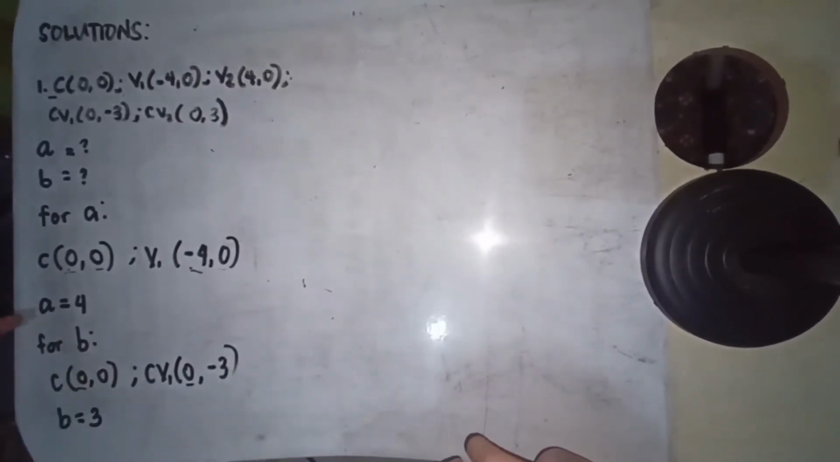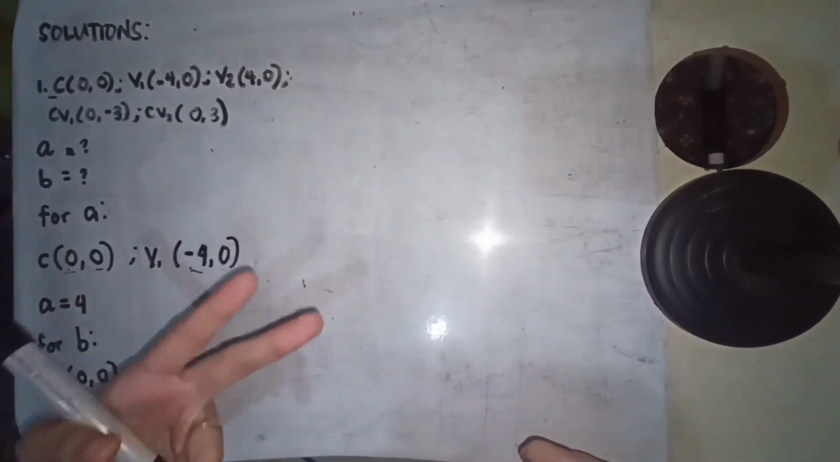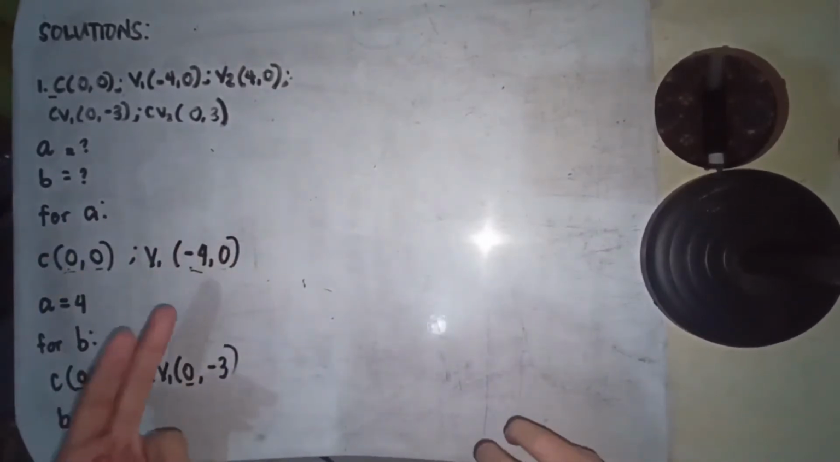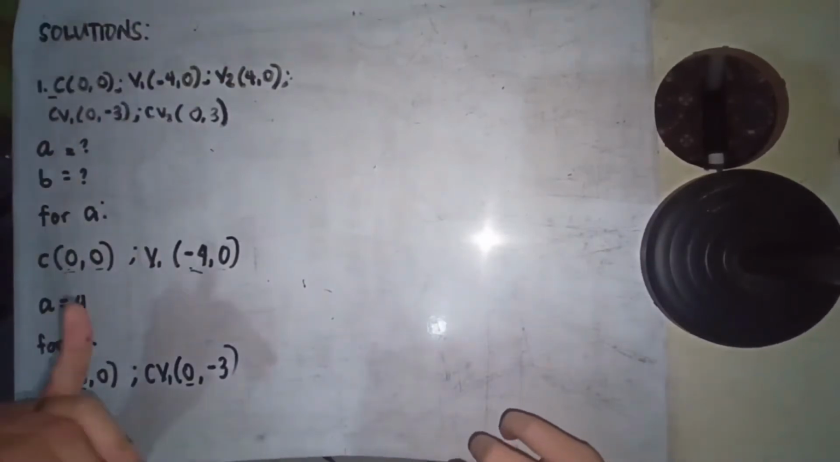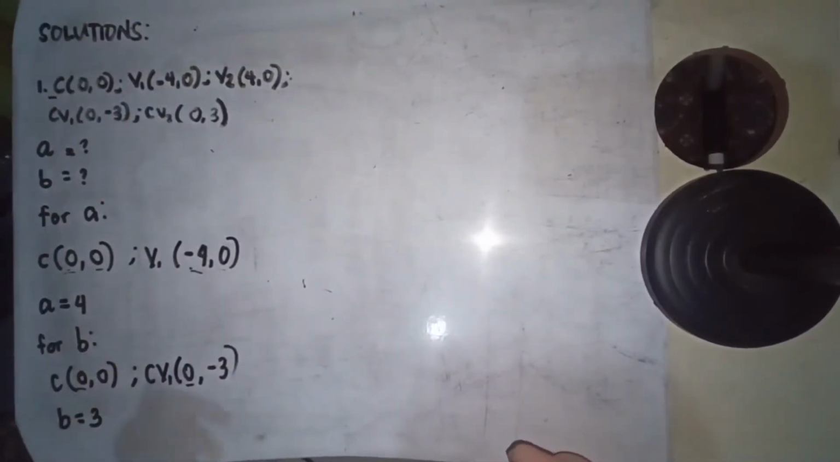Now we have distance A, distance B, and we also have the center. Next, we can formulate the standard form of the equation of the ellipse. But since there are two forms, vertical and horizontal, we need to visualize whether our ellipse is horizontal or vertical.